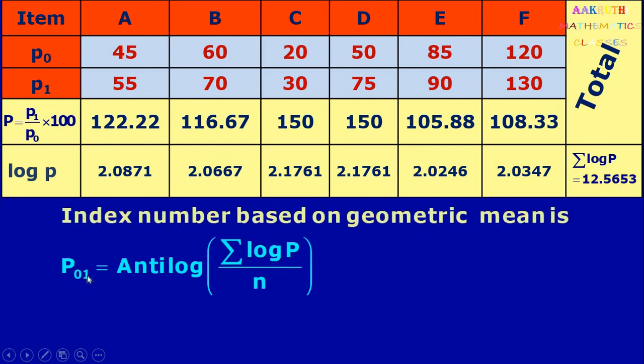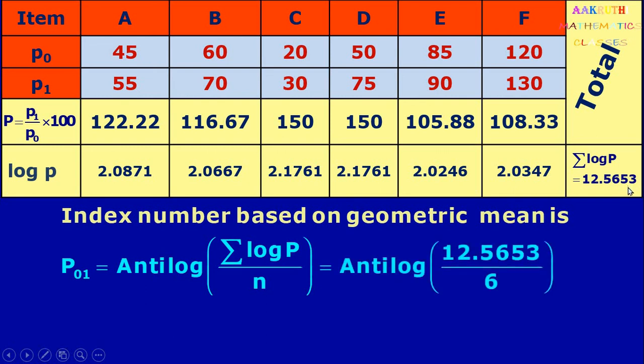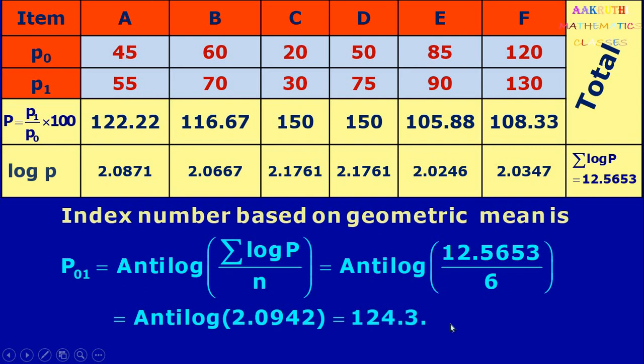The index number based on geometric mean is P01. It is the anti-log of summation of log P divided by n. Here summation of log P is 12.5653 divided by 6. So it is the anti-log of 2.0942. The number of items n is equal to 6. The anti-log of 2.0942 is 124.3. Therefore, the index number based on geometric mean is 124.3.